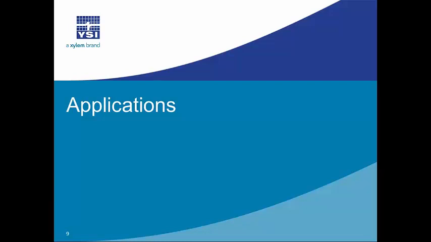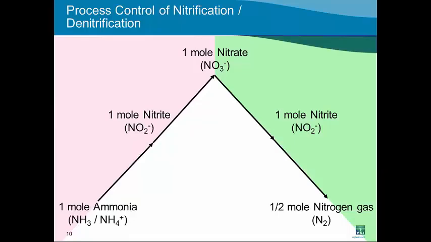Now let's talk about applications for optical nitrate monitoring. Its main application is going to be for process control of nitrification and denitrification. So taking a look at this graphic right here, we can follow the path of nitrogen in wastewater. So in untreated wastewater, the nitrogen is mainly in the form of ammonia.